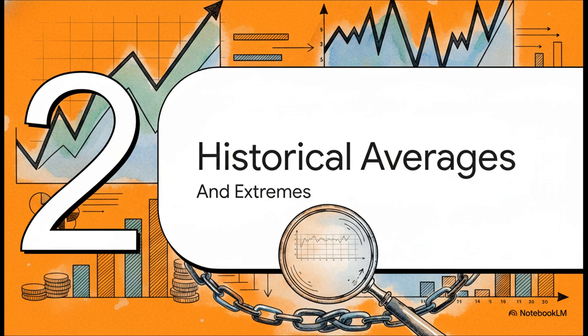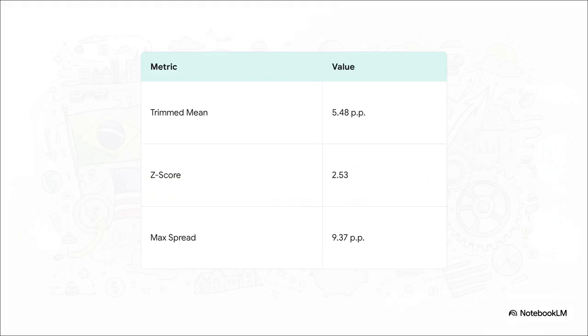Section 2. Historical averages and extremes. Now we have to ask, is this current gap truly unprecedented, or is it just a normal part of the economic cycle? To figure that out, we pull back the lens. What's really interesting about this methodology is how it isolates the true historical average from 2006 to 2025.